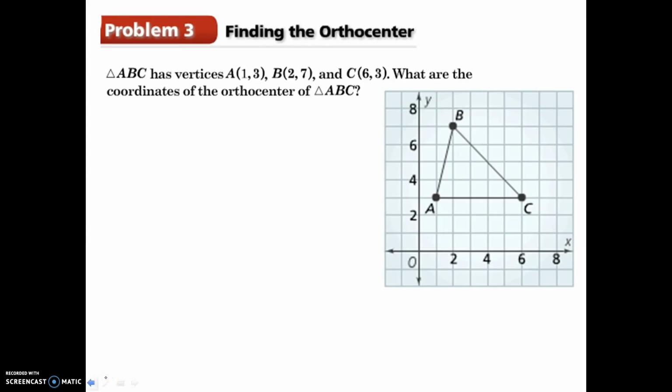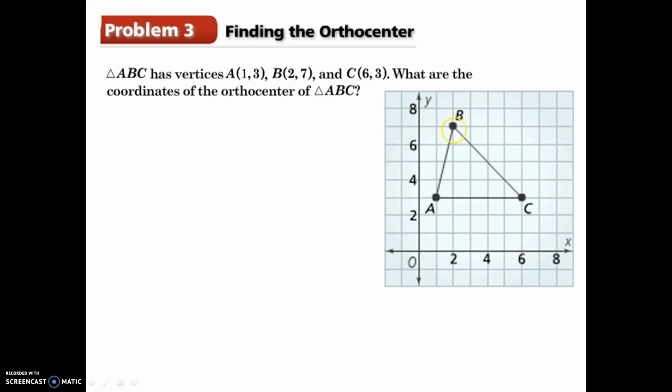This is probably the trickiest part of this lesson, finding the orthocenter. And if you can remember, a centroid is the point where all the medians cross. The orthocenter is the point where all the altitudes cross. So we have this triangle ABC, and we have to find the coordinates of the orthocenter. In order for me to do that, I need to draw in all of the altitudes. So I'm going to start with the easiest one.